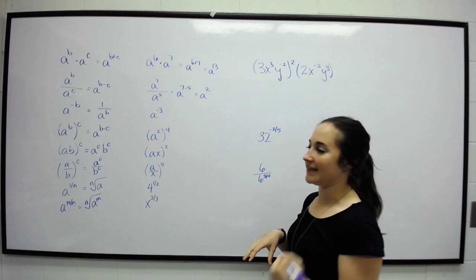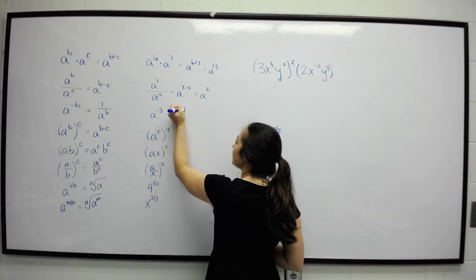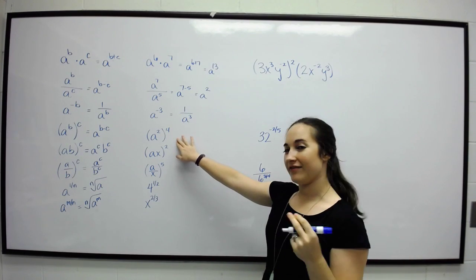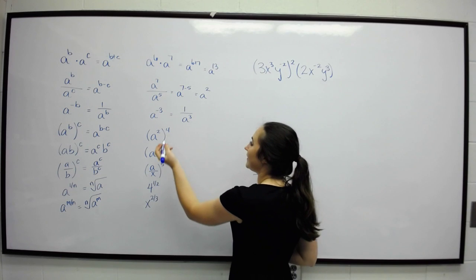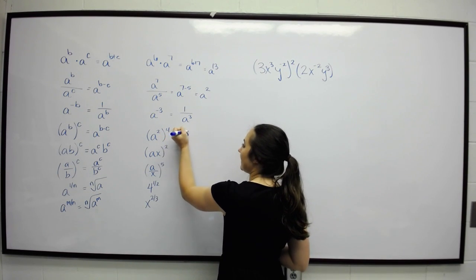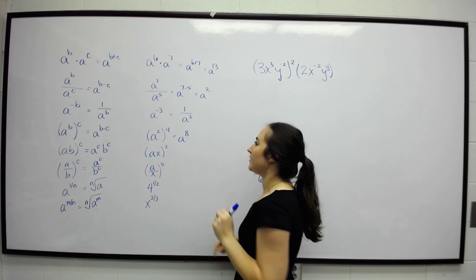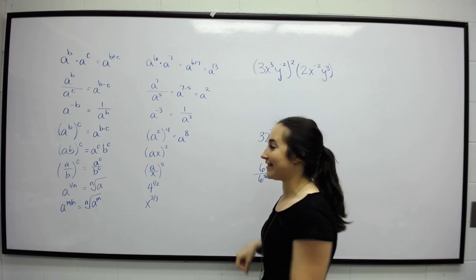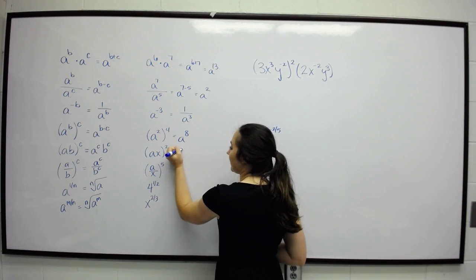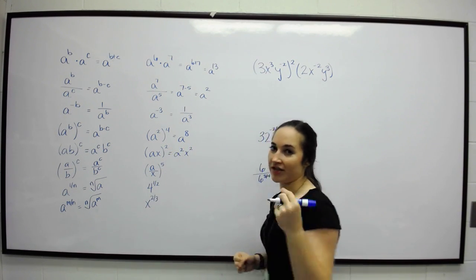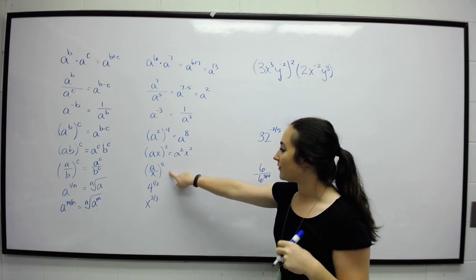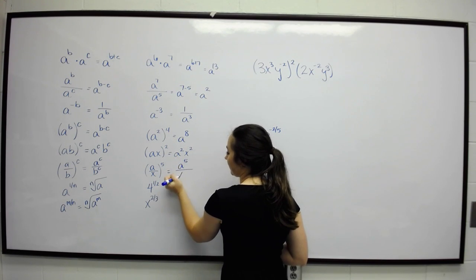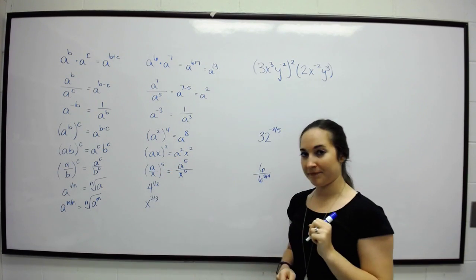Here we have a to the negative 3rd power, so we can just rewrite that as 1 over a to the 3rd. Here we have a squared to the 4th power, so that would be a to the 8th power, because we would say 4 times 2, and that would give us 8. Here we have a times x to the 2nd power, so we're just going to have to square each term, so we have a squared times x squared. Here we're dividing, so it's going to be a similar thing. We'll have a to the 5th power over x to the 5th power.